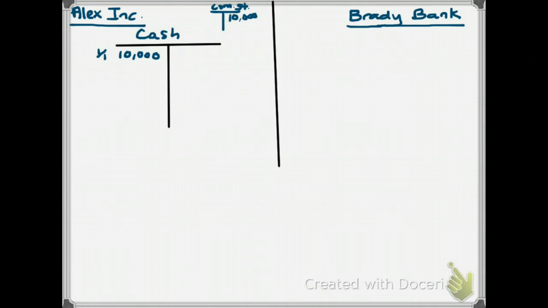Now that is the entry that we make in our journal and then post to the ledger. But in practicality, what is Alex Inc. going to do? We're not going to keep that $10,000 cash lying around, and most likely we didn't receive cash, we received a check. So the first thing we do is go to Brady Bank, where we bank. We open an account and we deposit that $10,000 into our bank account.